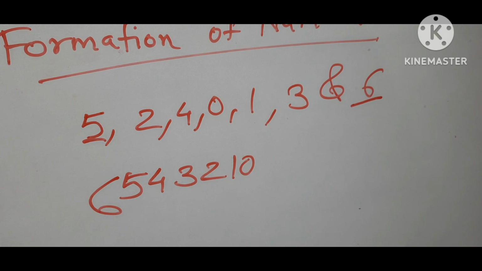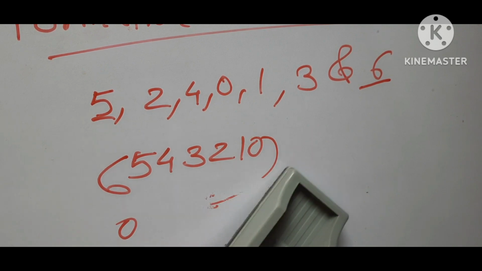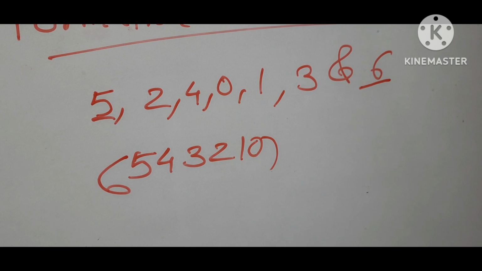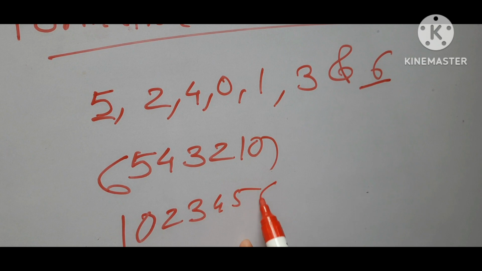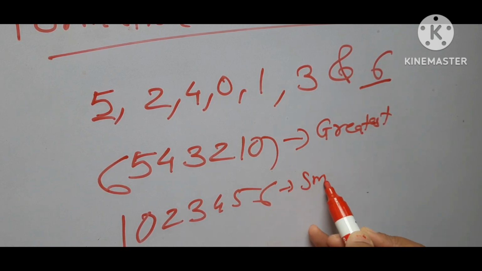And in case they ask us to create the smallest number using all the numbers without repetition, you can't keep 0 at the first place, because 0 doesn't make any sense here. So what we'll do is take the next number, which is bigger than 0 but smallest in the series, that is 1, and then we'll keep 0 here, and then 2, 3, 4, 5, 6. This will form our greatest and smallest number without repetition.